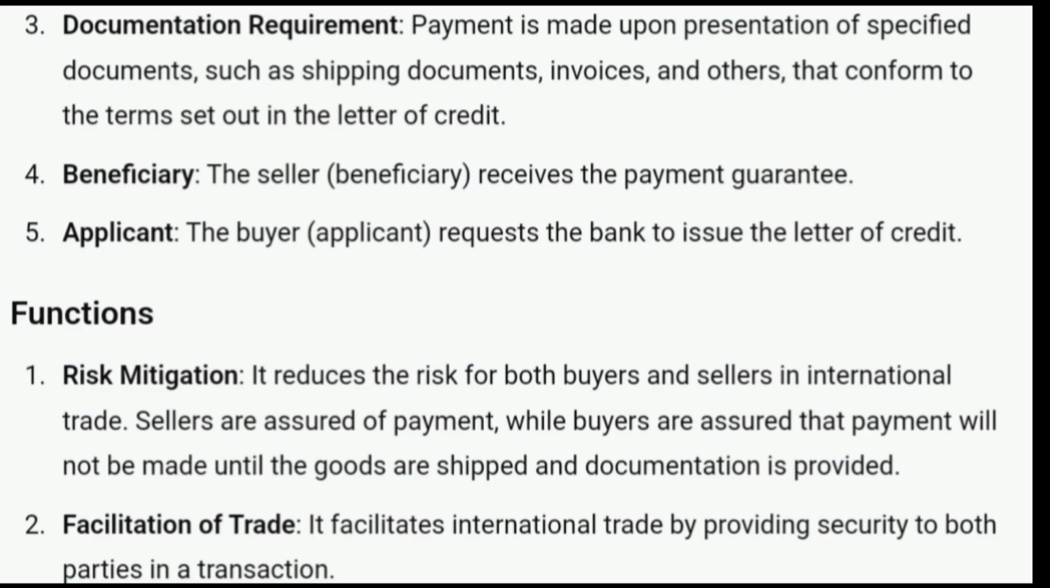Next point is documentation requirement. Payment is made upon presentation of specified documents such as shipping documents, invoices and others that conform to the terms set out in the letter of credit. Point number 4 is beneficiary. The seller is the beneficiary who receives the payment guarantee. Point number 5 is applicant. The buyer is the applicant upon whose request the bank issues the letter of credit.